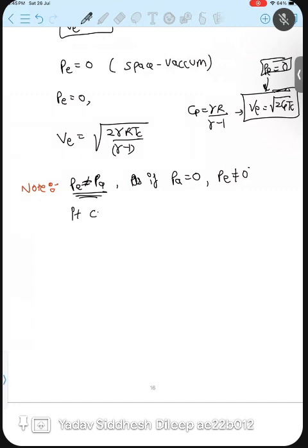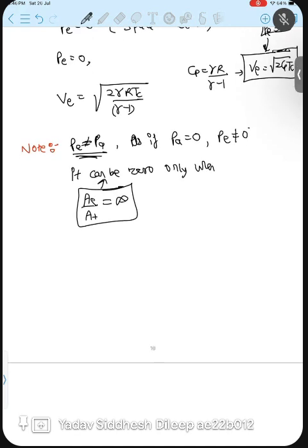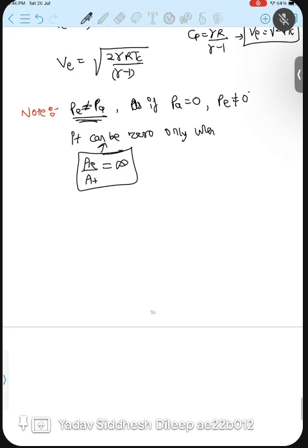So exit pressure can be 0 only when the area ratio is infinity, A by AT equals infinity. This is the criterion, so basically you can never achieve this. This is called the ideal condition. So just to mention this point. Now let's do more manipulation.